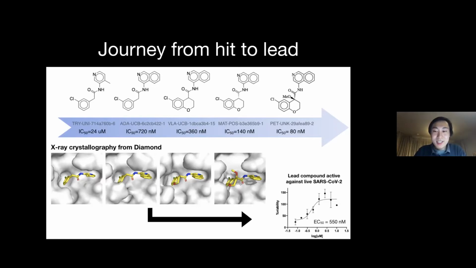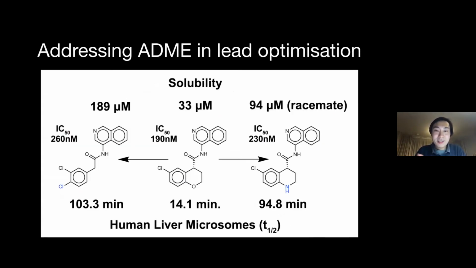This project is obviously not about ligand discovery. We are about drug discovery, and we have also addressed ADME problems in lead optimization. For example, the first benzopyran compound that we got has a relatively low solubility and a relatively low half-life in human liver microsomes, and we have been able to rapidly navigate around this chemical space, showing that if you turn a benzopyran into a tetrahydroquinoline, that improves both solubility and human liver microsome stability.